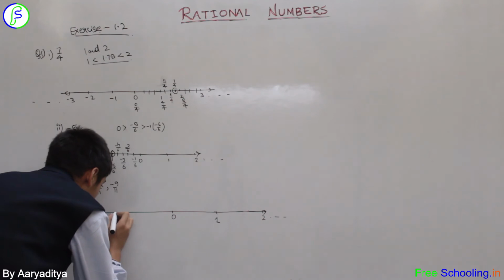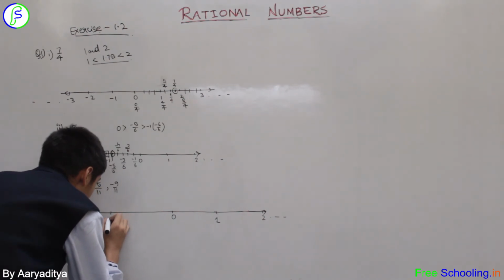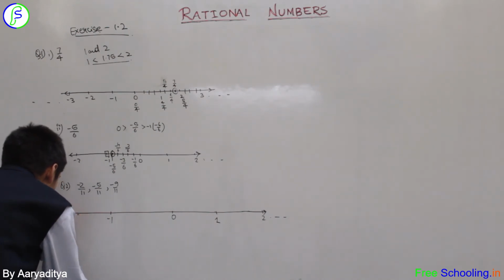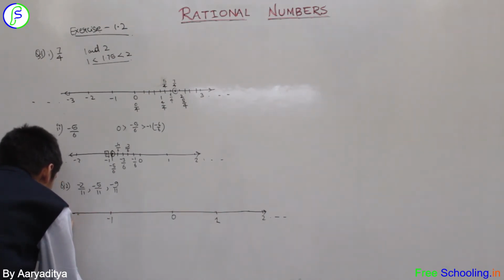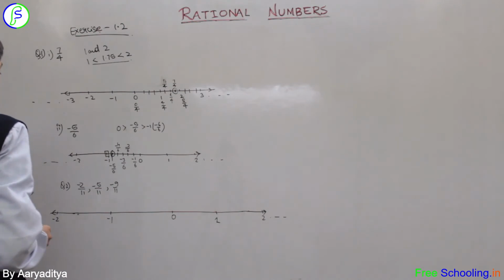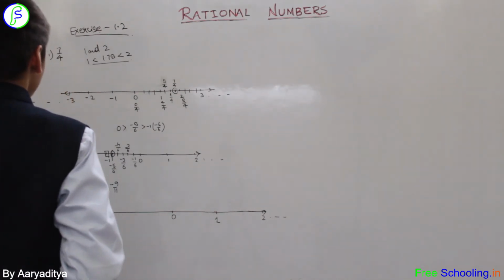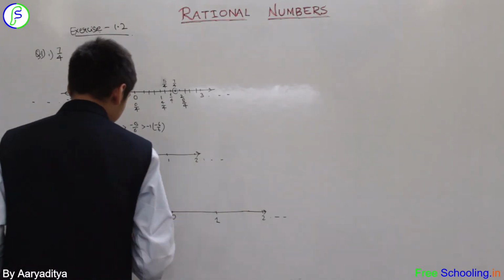Similarly, on this side I will have minus 1 here and minus 2 somewhere here, and that's how you do it. Let's move on. First we need to make 11 equal divisions.